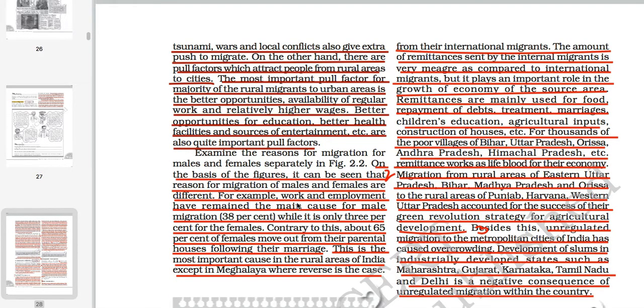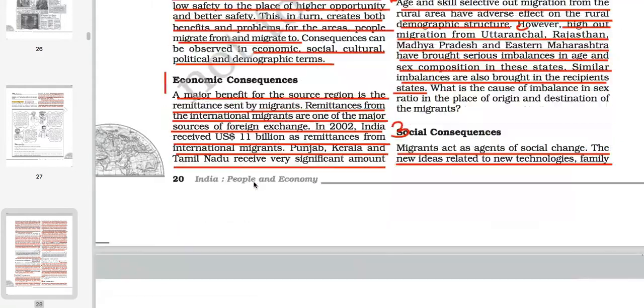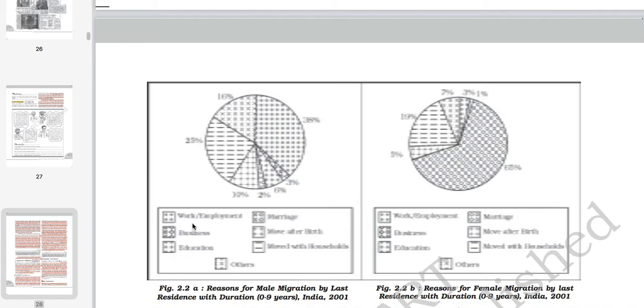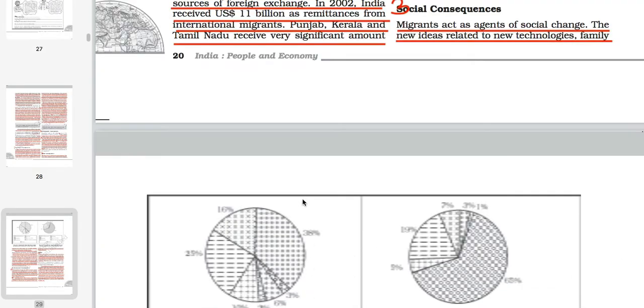The next point under this, on the basis of one figure here, is the data of male migrants and female migrants. We can see here that most of the male migrants, 36% of male migrants, migrate for work or employment. But the scenario is just the opposite in the female diagram. See here, most of the females migrate after their marriage. So go through this table carefully.